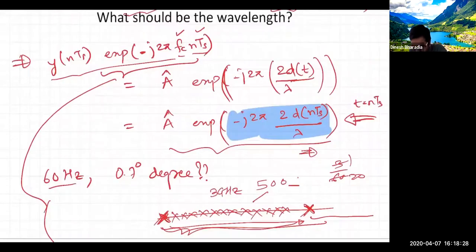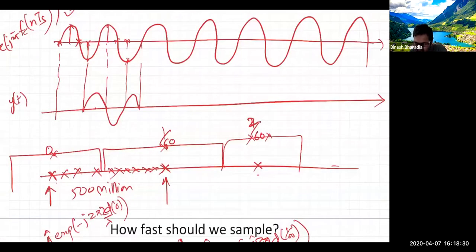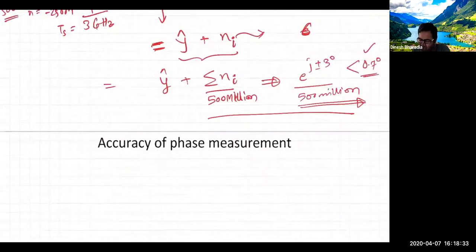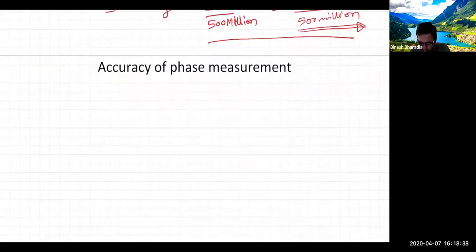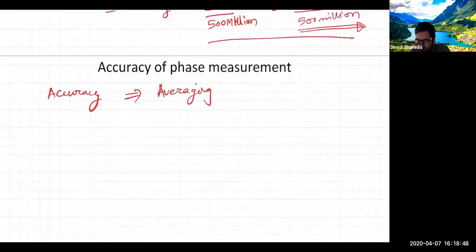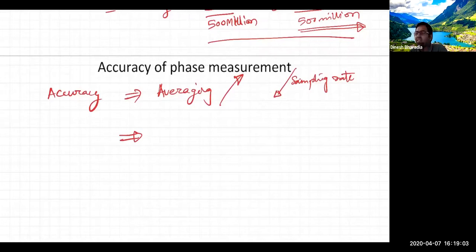Sorry, let me just rewrite all these things. So we got to the accuracy of phase measurement. Accuracy is dependent upon averaging. The more I average, the lower the sampling rate will be. Increased averaging decreases the sampling rate. What does decreased sampling rate have an effect on?